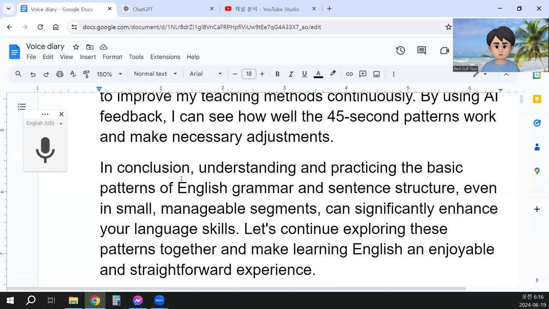In conclusion, understanding and practicing the basic pattern of English grammar and sentence structure, even in small, manageable segments, can significantly enhance your language skills. Let's continue exploring this pattern together and make learning English an enjoyable and straightforward experience.